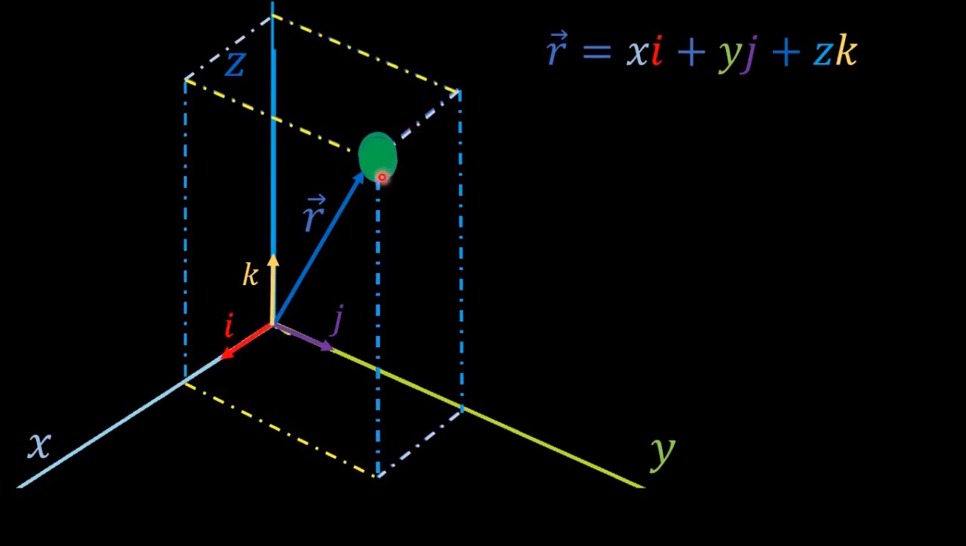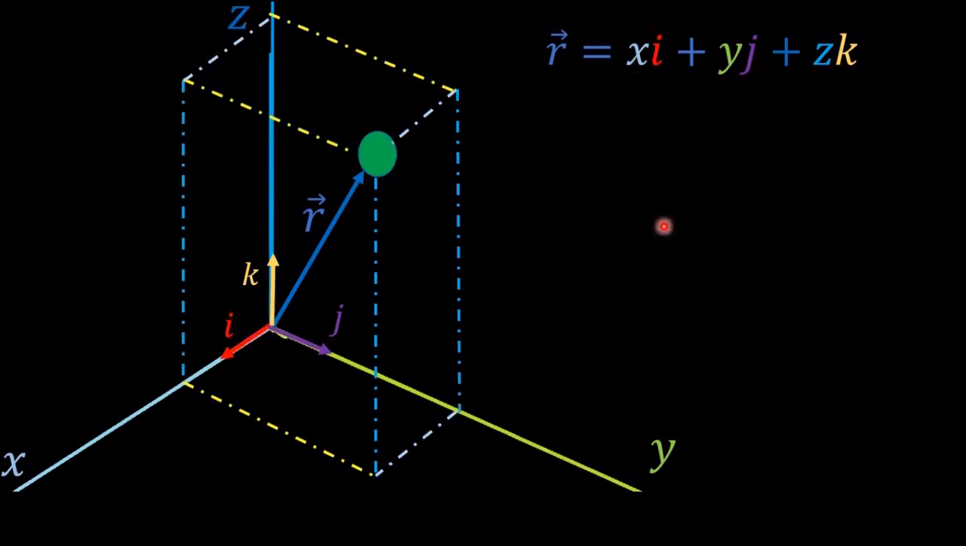We write the position of the particle r as x in the i direction, so there's the distance there, x, and that's in the i direction, plus the distance along the y direction, which is this distance here, and that is in the j direction, plus the z distance it's covered, and that is in the k direction. So that is r written in vector notation in 3 dimensions.